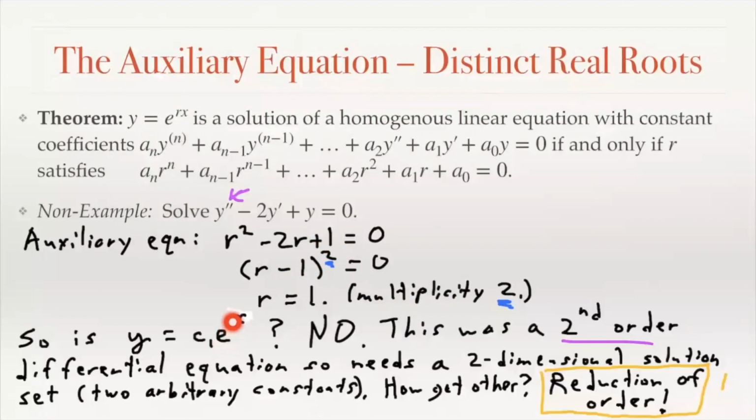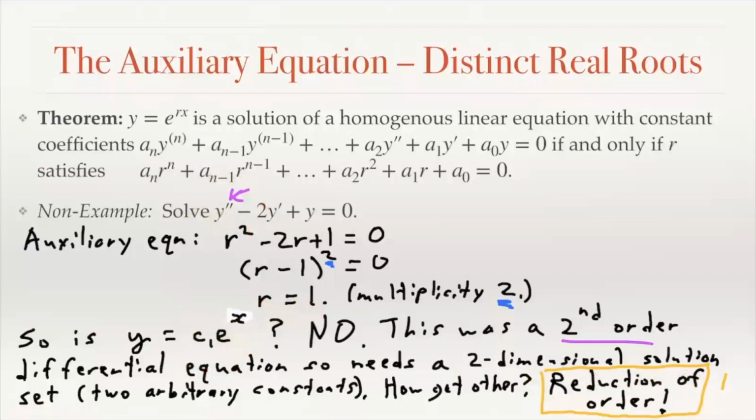So that means that e to the 1 times x is a solution. And does that mean that y equals c1 times e to the x is the general solution? No. That's because this was a second order differential equation, so it needs a 2-dimensional solution set, i.e. 2 arbitrary constants, not just 1. So we need some other solution that is linearly independent from just e to the x. And how do we get that? The only solution of the form e to the rx is where r is 1.